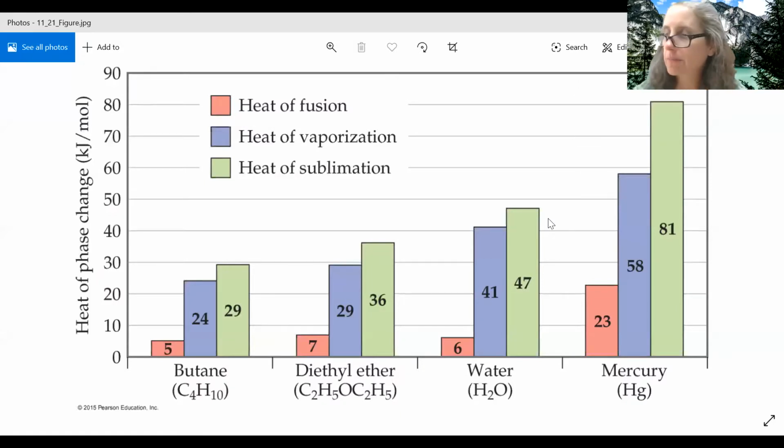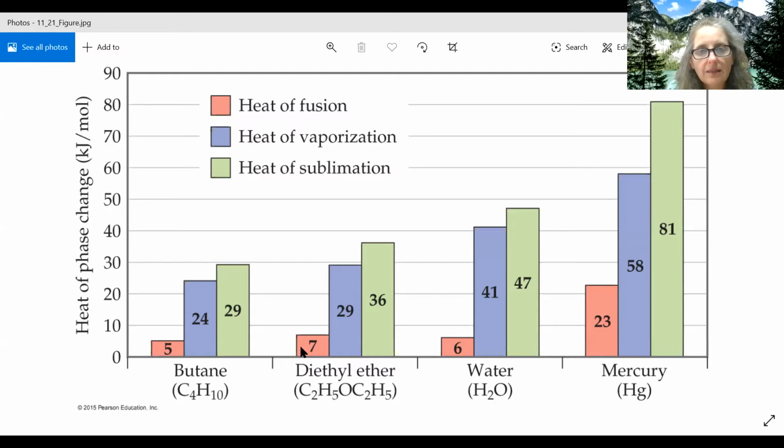So this graph is on page 458, and I'll put that in your notes as well. I like to show this because it gives you some perspective on heat of fusion versus heat of vaporization, and even heat of sublimation. If you take a look at this graph, we have butane, ether, water, and mercury. In the pinkish color, you have heat of fusion, heat of vaporization is blue, and green is heat of sublimation. So if we just look at the diethyl ether, what are some patterns or things that you could tell me about this graph?